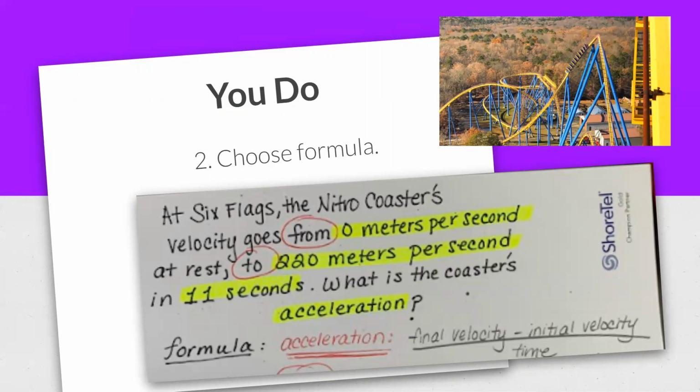Number 2, choose the formula. Obviously we're choosing the formula for acceleration because that's what we need to solve for. And that's final velocity minus initial velocity over time. The next part we're going to take our time with because this can be a little tricky.